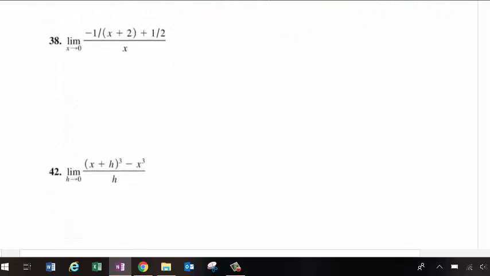Going to number 38. This is a little bit hard to see the way that they have it written, so I'm going to first rewrite it so you're clear on what we have. So we have the limit as x approaches 0. This is negative 1 over x plus 2 plus 1/2. So this is actually even a complex fraction, but if I plug in 0, I'm actually going to get a half plus a negative half on top, which gives me 0 over 0.